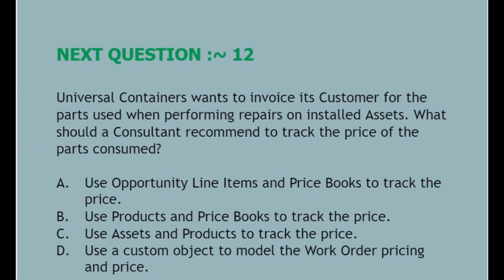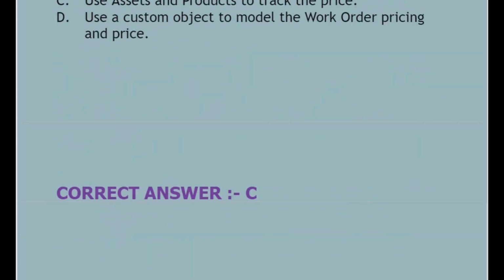Option A. Use opportunity line items and price books to track the price. Option B. Use products and price books to track the price. Option C. Use assets and products to track the price. Option D. Use a custom object to model the work order pricing and price. Correct answer is option C.